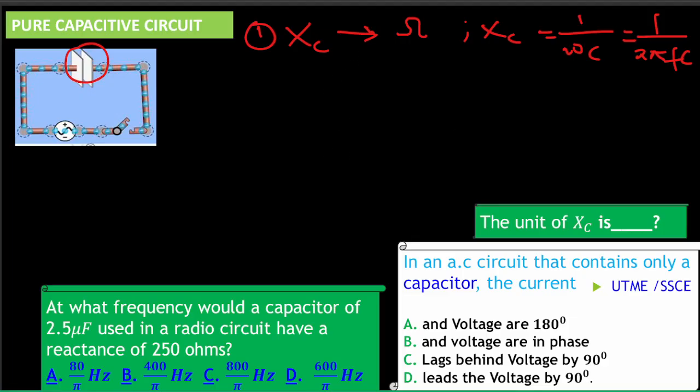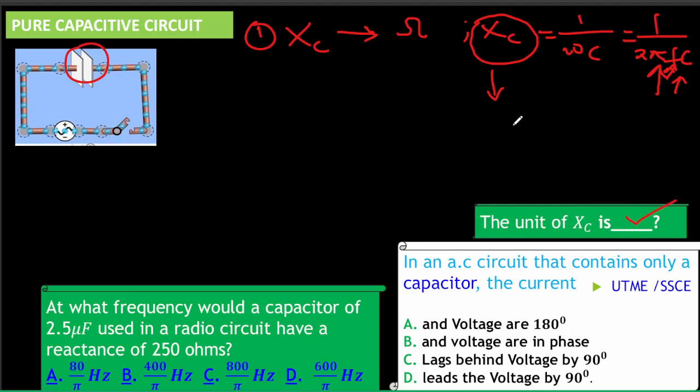C. Is that okay? Now, I need you to notice that capacitive reactance is inversely proportional to the frequency, and is also inversely proportional to the capacitance. So if I want the opposition to the flow of current offered by a capacitor to decrease, that means I have to increase the frequency, or increase the value of the capacitor. Is that okay? Very important. Of course, the unit of XC is ohms.